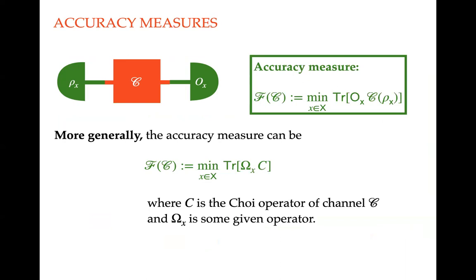So this minimum over all possible x would be the measure of success, the measure of accuracy that we use. More generally, you could define the task in an even more abstract way. Instead of saying what the target output states are, what the input states are, you could just consider some performance operator, omega_x, and the trace of this performance operator with the Choi operator of your channel would give you some quantity that you can use as a measure of performance. And the example I gave you here is just a special case of this, where omega_x is a product of an input state and an output observable. But in general, you can choose an arbitrary measure of performance to quantify the quality of this implementation.